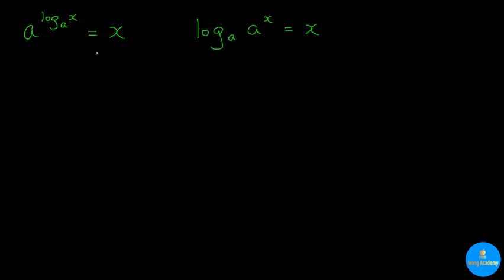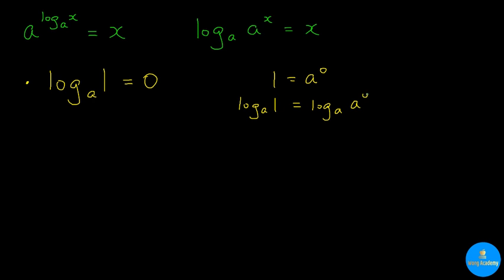Other than these two identities, there are still quite a number of identities that we should remember for logarithmic functions. The first one is the log of 1 for any base is always equal to 0. This is because 1 can be rewritten as a to the power 0, and hence if we apply log base a to 1, then this is just the same as log base a of a to the power 0, and according to this identity, we get 0.